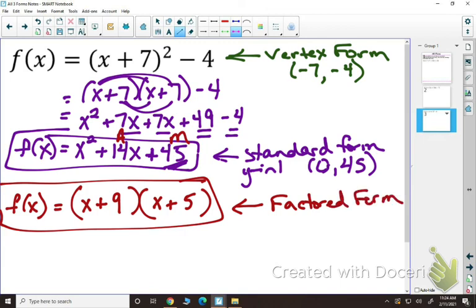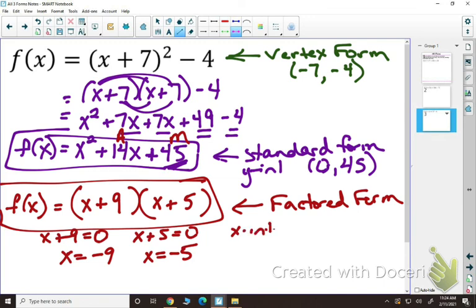And what do we get from factored form? We get the x-intercepts. So to find the x-intercepts, we're going to set each factor equal to 0. In the first case, if I subtract 9 from each side, x is going to be negative 9. In the second case, if I subtract 5 from both sides, x would be negative 5. So my two x-intercepts are going to be at negative 9, 0, and at negative 5, 0.